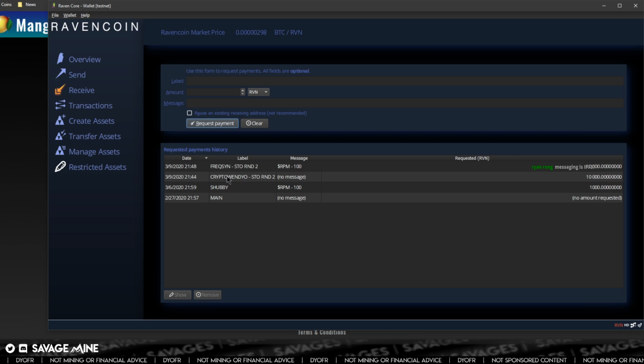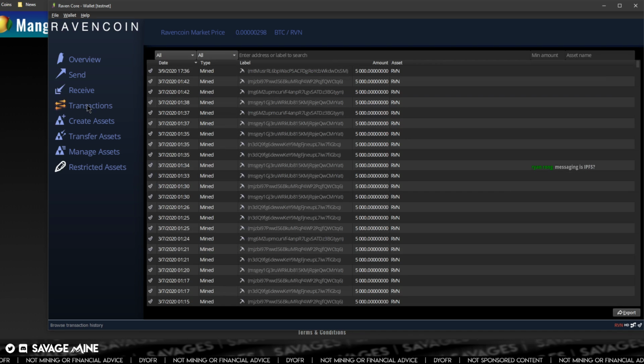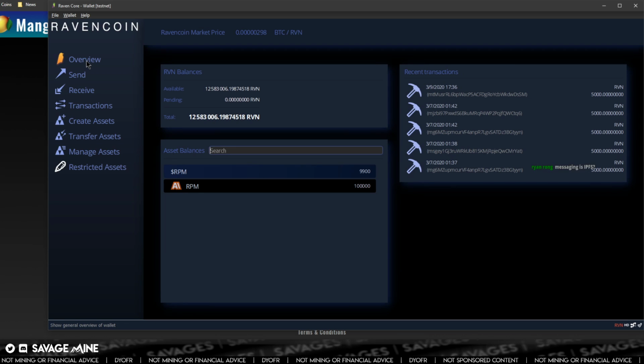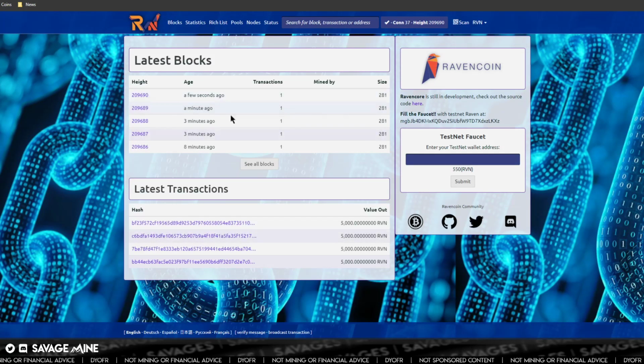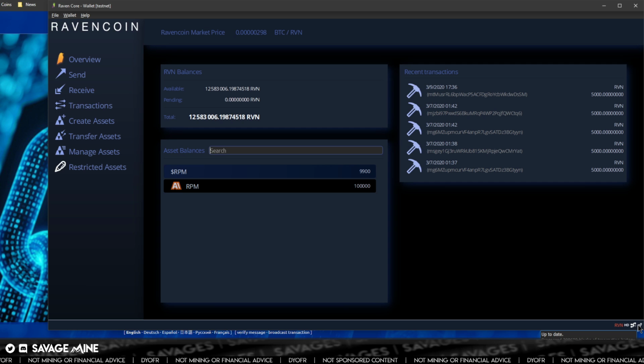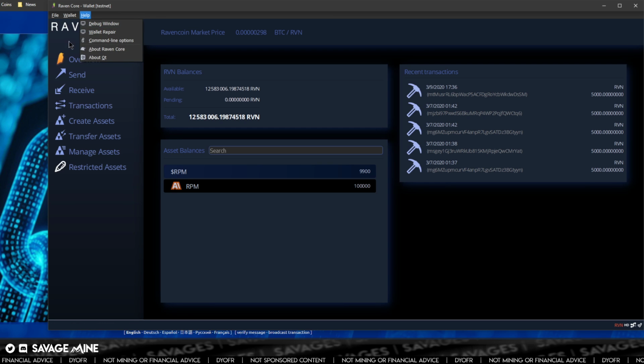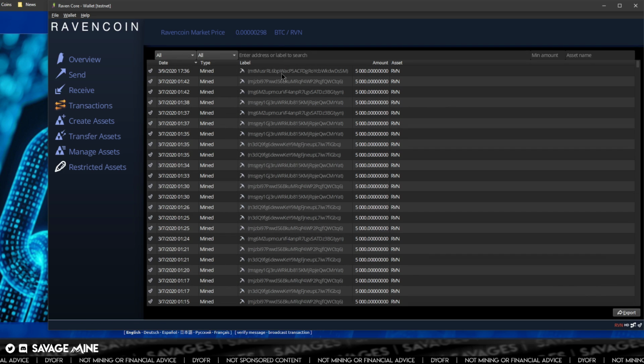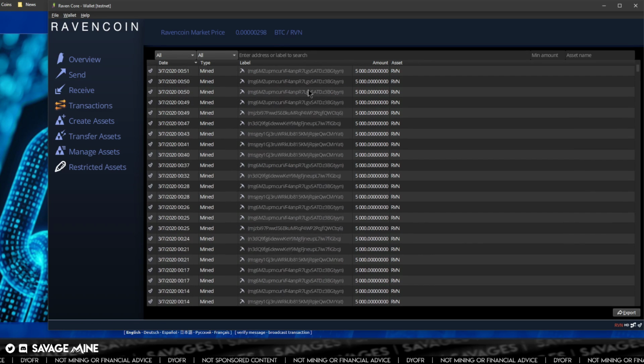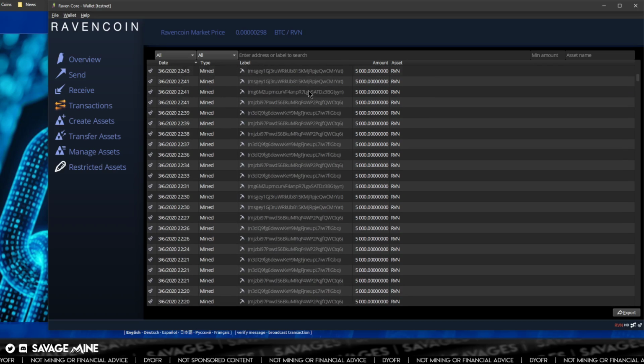So, all right, so we got that coming. Let's check transactions, see if anything's moving. It is not. It does say a few seconds ago, so let's check the wallet here and see. This is 209,690. It's on 209,690. So see, that's really weird, right? Because you would think that those transactions would already at least show up in here. And they're not. So I don't know what's going on with that.